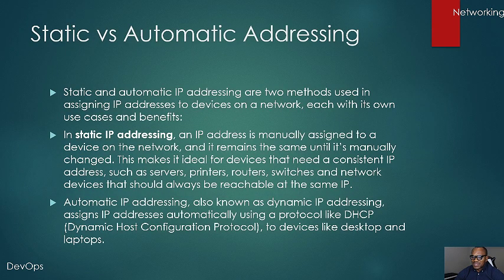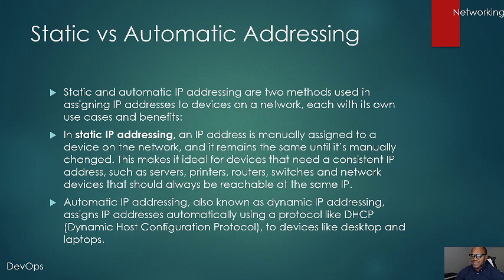And we have static versus automatic IP addressing. Situations arise in several networks where an organization will need a consistent IP address for their server or for their device, and all of the devices behind the scene can have dynamic IP addresses. This is what this is all about. So static and automatic IP address are two methods used in assigning IP addresses to devices on a network, each with its own use case and benefit.